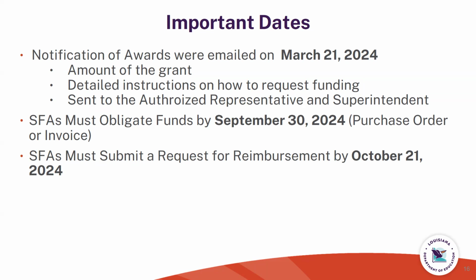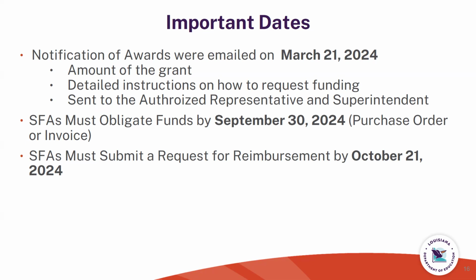In addition, those SFAs that were not awarded also received an email. But please note that there's always a chance of a second allocation of funds. So after the first allocation of funds is processed and distributed, if there are any unused funds, there will be a second allocation of funds. And if you were awarded in that second allocation, you will be notified at that time. And it probably will be, obviously, after these deadlines. So I'm thinking late fall, if we have to do a second allocation of funds.